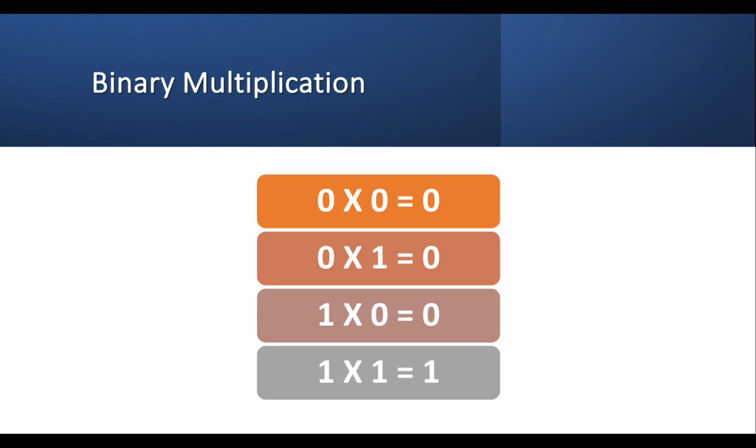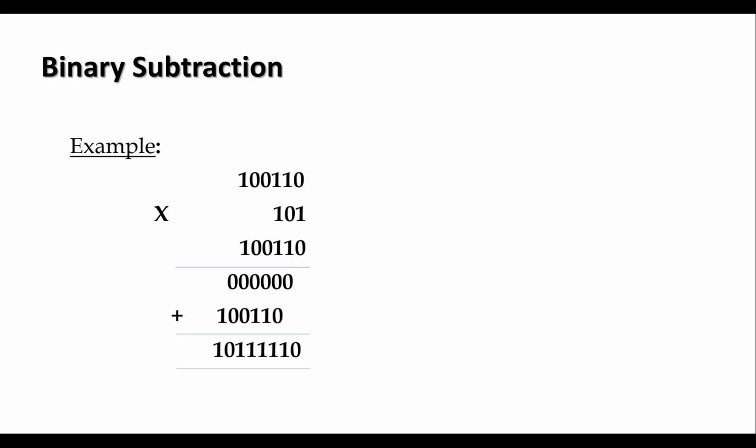Next is binary multiplication. For binary multiplication, 0 times 0 is 0. 0 times 1 is 0. 1 times 0 is 0. 1 times 1 is 1. Okay. Let's take a look at an example. For this example, 100110 times 101.